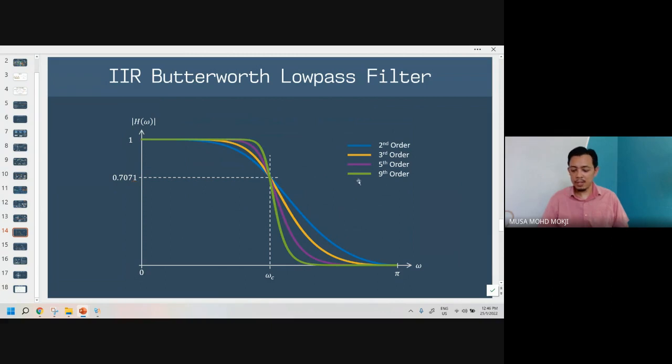We can see that the blue line is a second order. If you increase the order, meaning increase the capital N value, the transition bandwidth becomes narrower and narrower. This is a 9th order, so it's quite a sharp transition bandwidth. And of course, even the ripple becomes less and less. So in the Butterworth filter, we do control the transition bandwidth and ripples with the capital N, the filter order. It will control both.